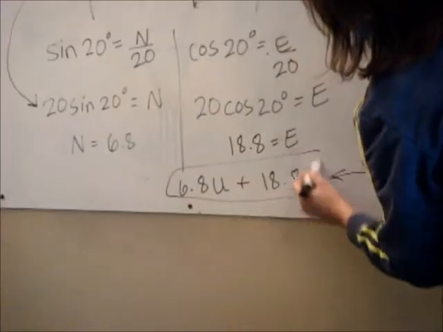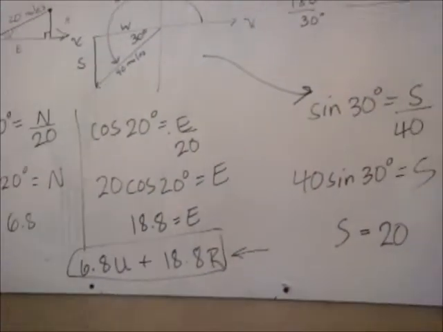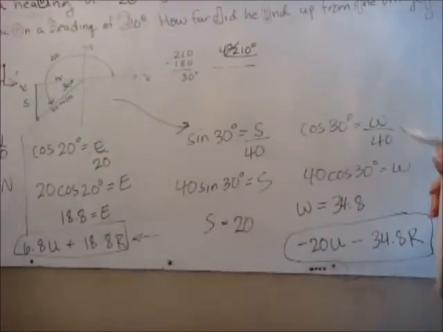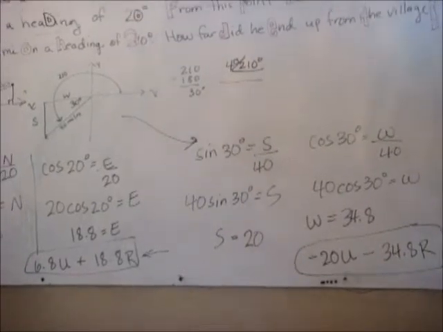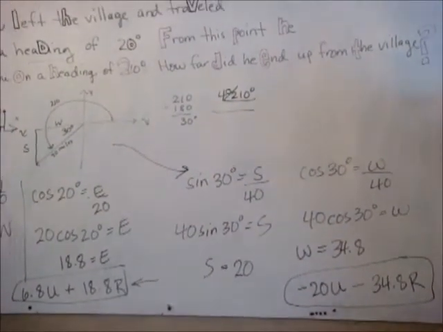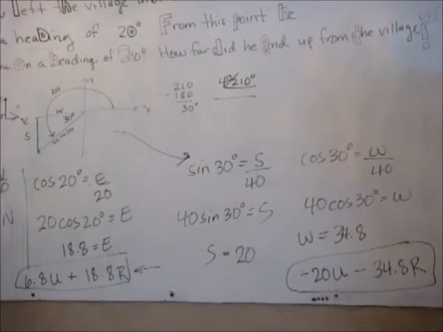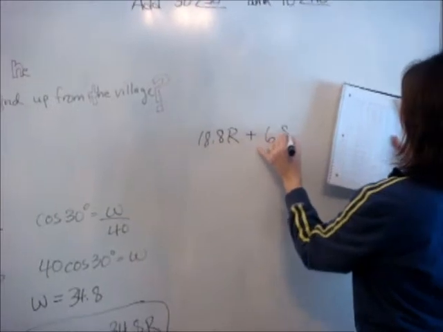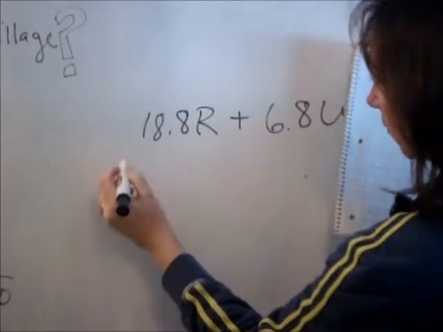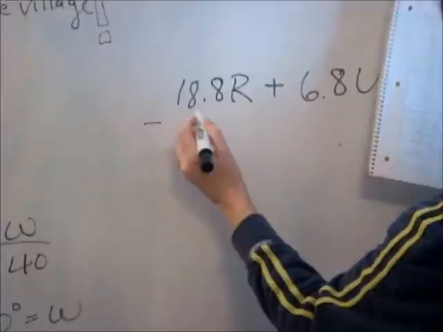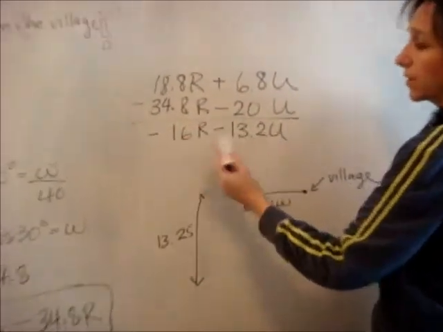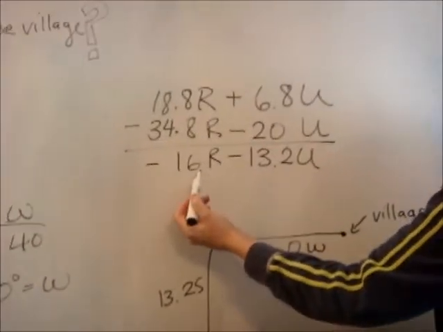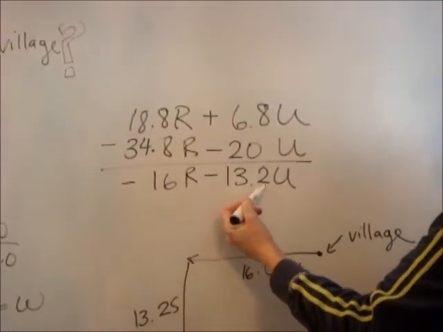Hopefully you learned how to do that in a past lesson, and that this wasn't one of those problems where you said, I'm just going to skip this, I don't get this. So now we're going to add our ups together, and add our rights together, and we're going to have our final answer. So we have 18.8 right, I'm going to put them in the right order this time, plus 6.8 up. And then when we add these negatives, we're going to get minus 16 right, minus 13.2 up.